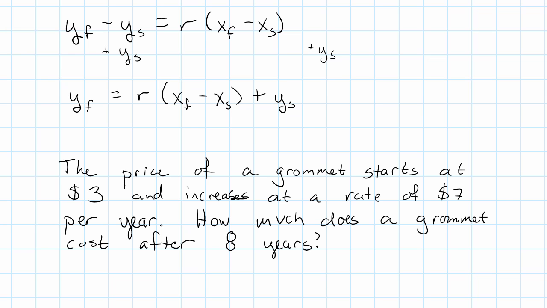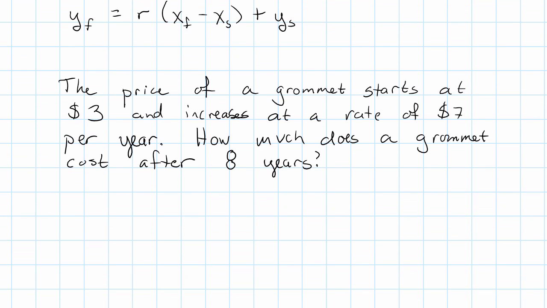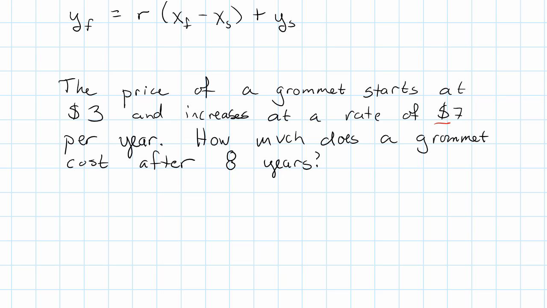Suppose the price of a grommet starts at $3 and increases at a rate of $7 per year. How much does a grommet cost after 8 years? Probably the hardest part of this problem is deciding which quantity we should call x and which we should call y. But note the units on this ratio, dollars per year. R is in dollars per year. That means years are in the denominator, they should be x. And dollars are in the numerator, they should be y.